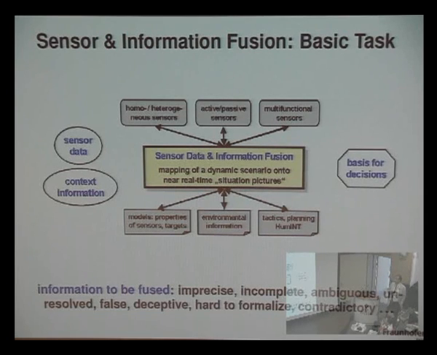Information fusion is an important and scientifically highly interesting topic, because the information to be fused is not perfect. It is imprecise, incomplete, ambiguous, it is unresolved, false, deceptive, in a hostile environment. It is hard to be formalized and even contradictory. So it's an interesting and most challenging research task, actually.